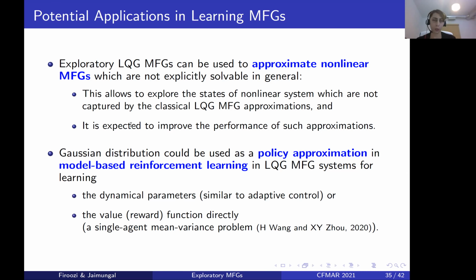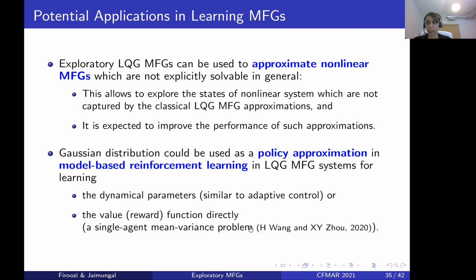Now I'm going to discuss some potential applications of the framework that I presented in this talk. There are two potential applications listed here. First, we can use exploratory LQG mean field game systems to approximate nonlinear MFG systems, which are not explicitly solvable in general. This permits us to explore the states of nonlinear systems which are not captured by classical LQG MFG approximations. And since we have this exploration, it is expected to improve the performance of such approximations as well. Moreover, the Gaussian distribution that we have obtained here can be used as a policy approximation in model-based reinforcement learning in LQG mean field game systems, for learning either the dynamical parameters of the system or the value function directly.